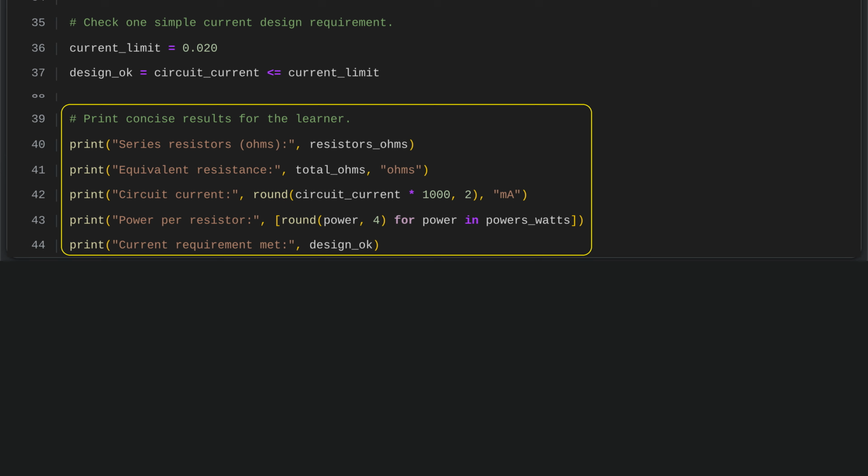The output first verifies the resistor values and the total equivalent resistance for the series circuit. It then reports the circuit current in milliamps for easier reading, shows the power dissipated by each resistor with appropriate rounding, and confirms whether the current stays within the required design limit.